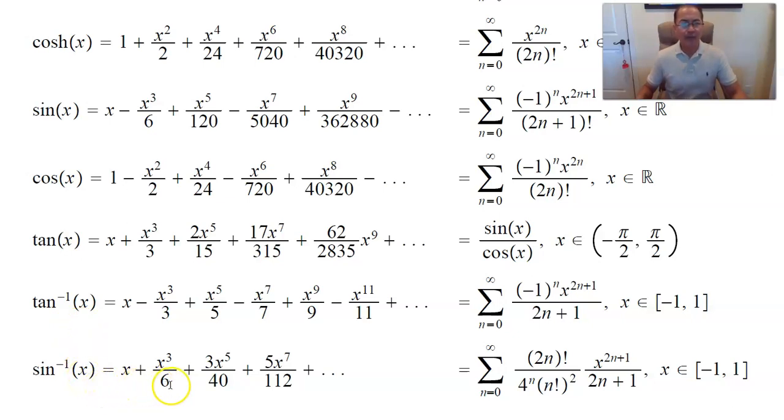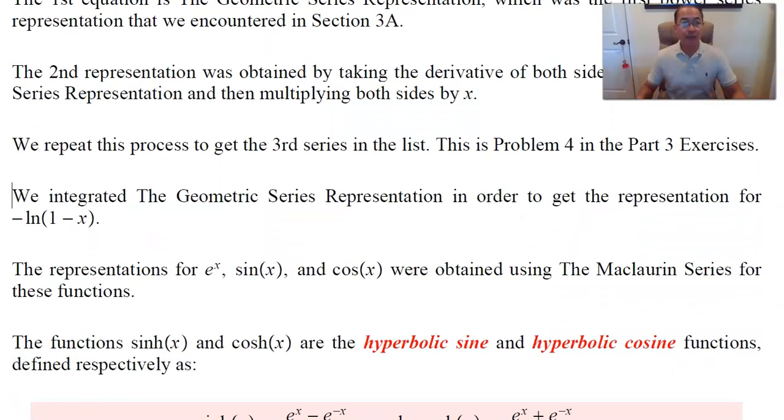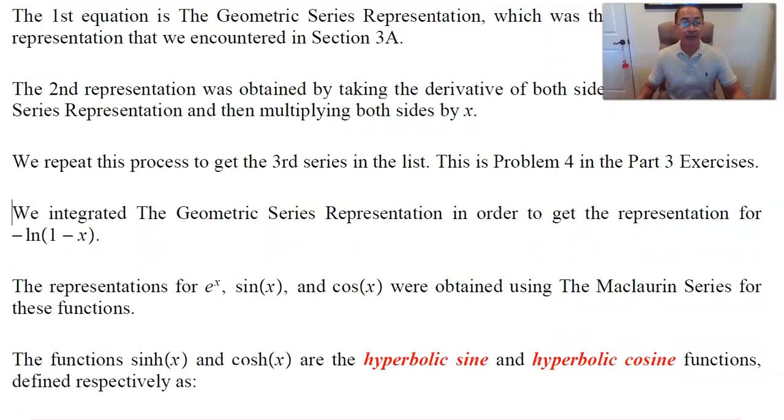So they're kind of related to each other. And notice that for tangent, arctangent, and arcsine, only odd powers remain, just like we saw for the sine function. And that is because all of these functions are odd functions, and so only the odd powers of x are going to remain. All right, so I promised I would explain what the hyperbolic sine and cosine are.